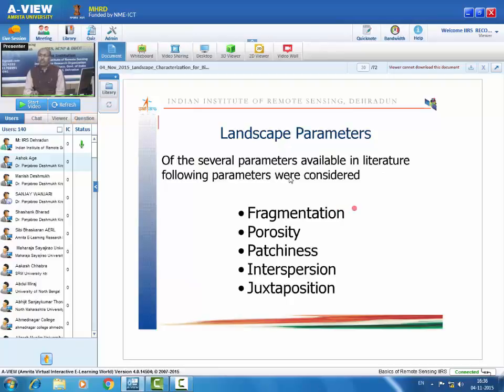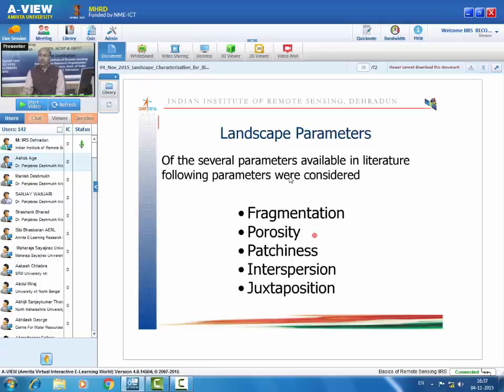Fragmentation is the number of patches of forest and non-forest in an area, let us say some area of 500 meter by 500 meter. Porosity is the number of holes, let us say, per unit area in a particular type of forest, let us say evergreen forest or dry deciduous forest. So these are the number of patches in unique ecosystems, let us say the original ecosystems or original forest type. Patchiness is the number of patches of all, irrespective of vegetation type.